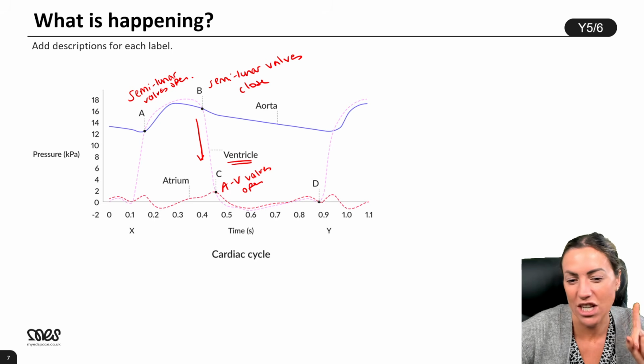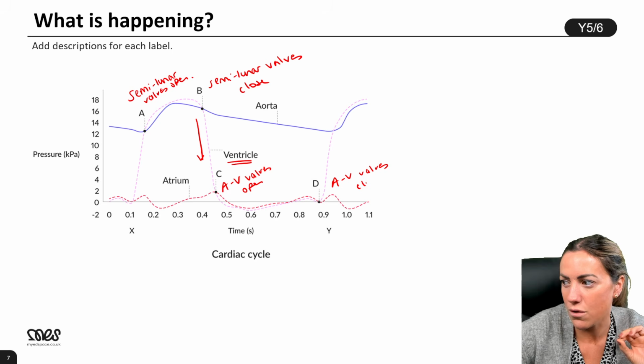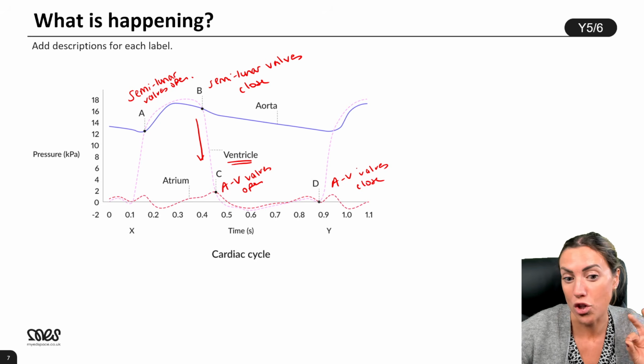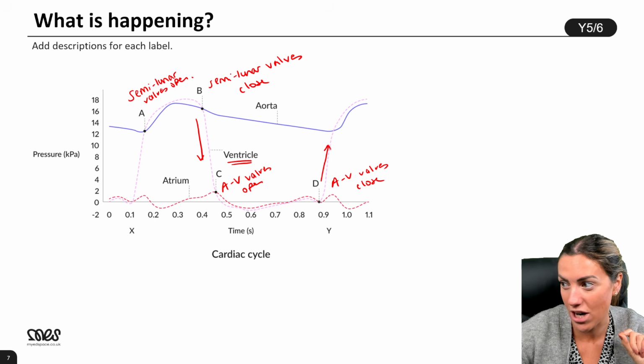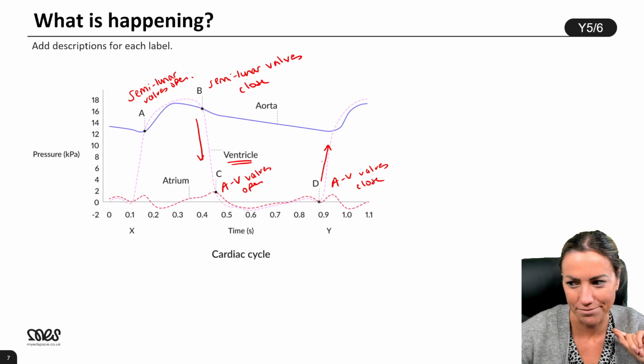At D, the pressure in the ventricle has just risen above the pressure in the atrium. So at D, the AV valves close so that as the ventricle contracts, there is no blood flow back into the atrium. And I can see what's happening as the ventricle contracts. The pressure in the ventricle exceeds or increases rapidly.